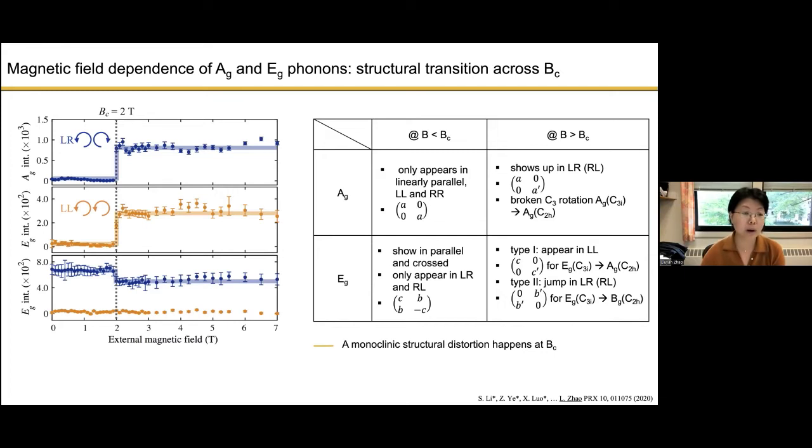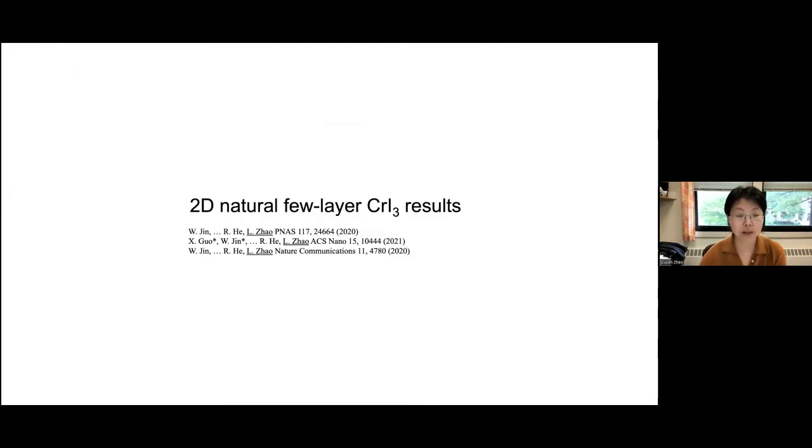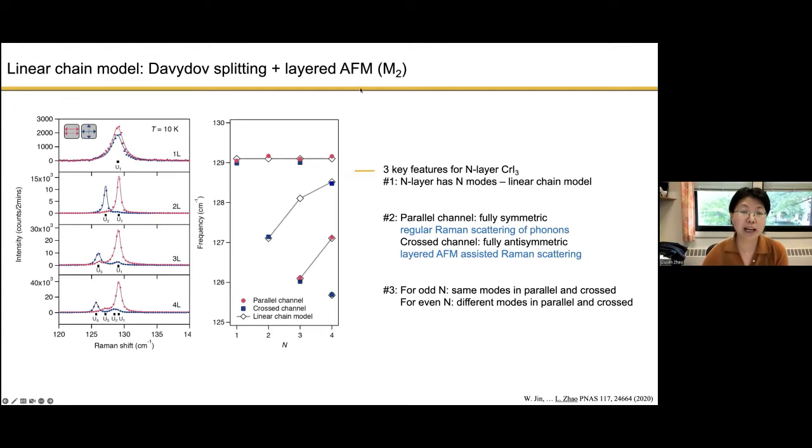So that's for our bulk data. We showed the field dependence of 3 different kinds of features. Then we take a look at the 2D natural few layers. And we look at this so-called layered anti-ferromagnetism assisted Raman scattering mode more carefully in few layers, because here the translational symmetry along the c-axis is broken. So it would perhaps be more interesting here.